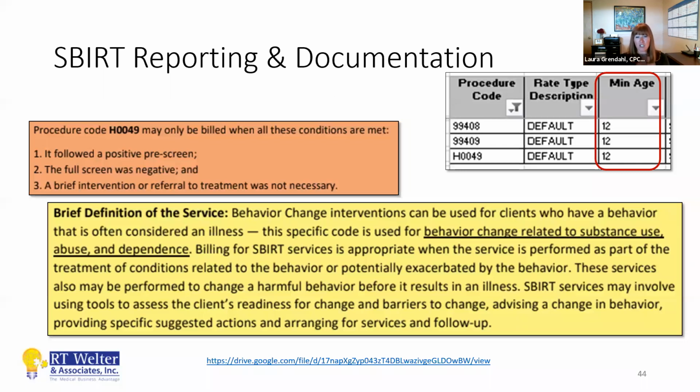The next question is, is it permissible to bill code H0049 for a positive CRAFFT screen with brief intervention less than 15 minutes? And again, we're going to draw our attention back to that orange box, and the answer is no. The answer is no because a brief intervention or referral for treatment is not necessary, because that positive CRAFFT screening also didn't happen. So right there with that question, 2 of the requirements aren't being met. There's a negative full screen, and there's no need for intervention or referral.